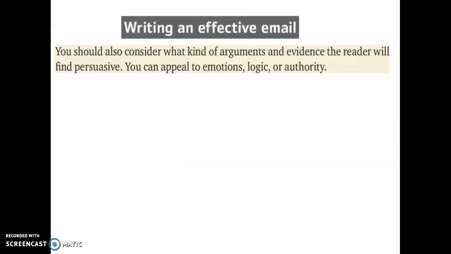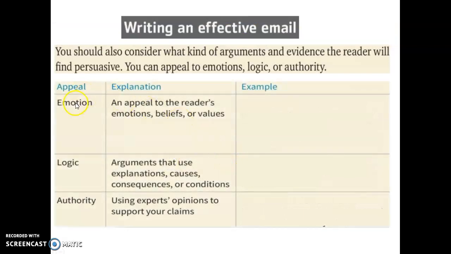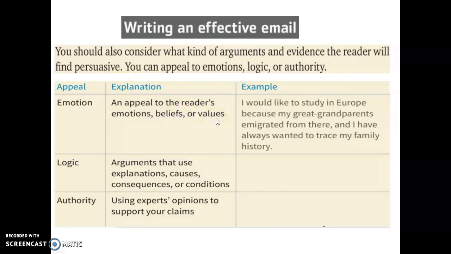All right, let's take a look at examples of the other appeal types. The first one was emotion, and we saw an example in the effective email that we studied a minute ago. It includes an appeal to the reader's emotions, beliefs, or values. Another example would be, "I would like to study in Europe because my great-grandparents emigrated from there, and I have always wanted to trace my family history." If you're making an application to a school, you could use this sentence, and it appeals to emotions.